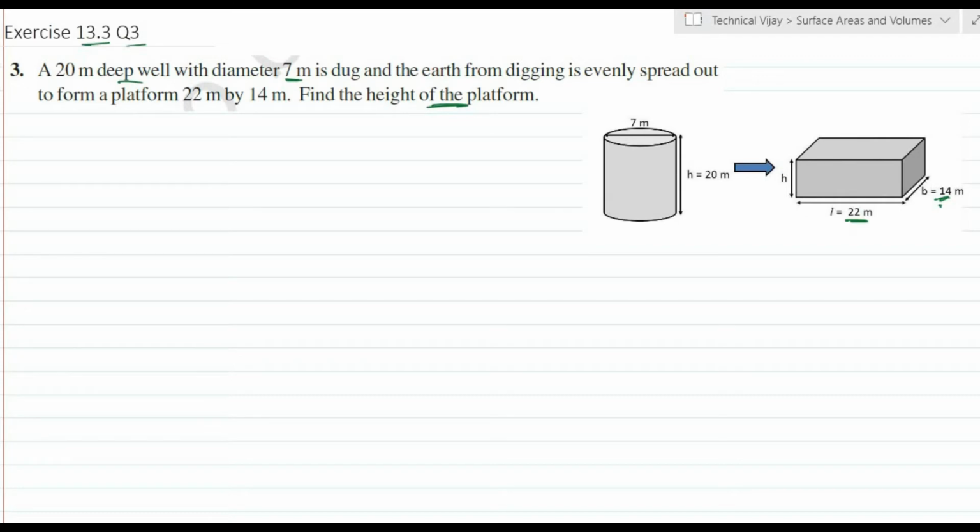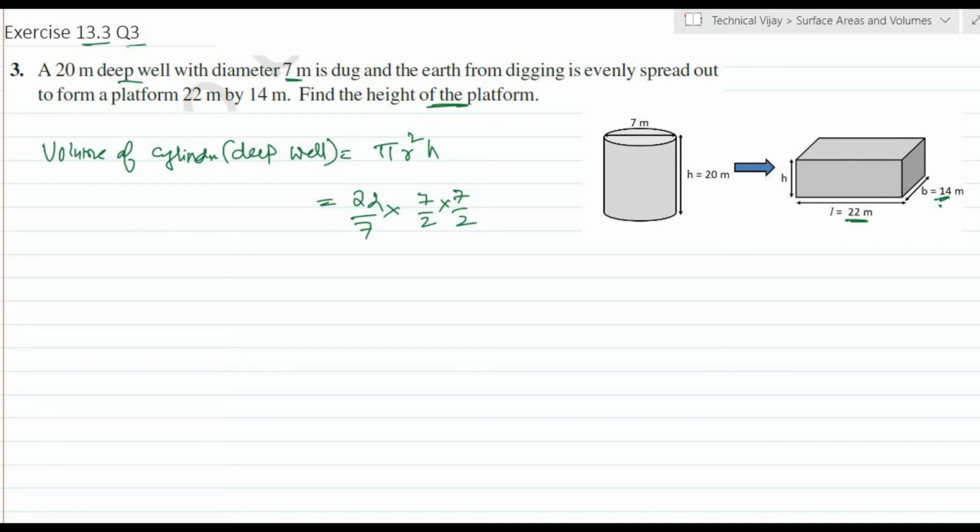So first we will calculate the volume of this cylindrical shape, the deep well. The volume of a cylinder is pi r square h. We know h and r. So 22 by 7 into r square, that is 7 by 2 into 7 by 2, because the radius is 7 by 2 as this is the diameter, into the height 20.